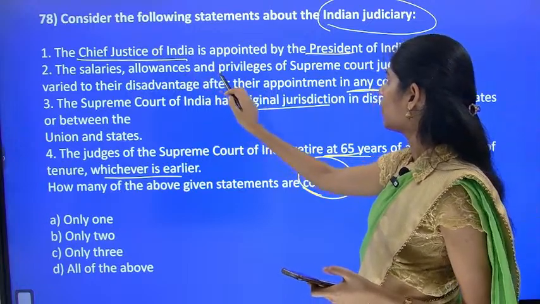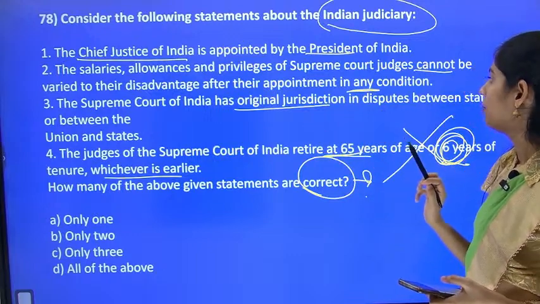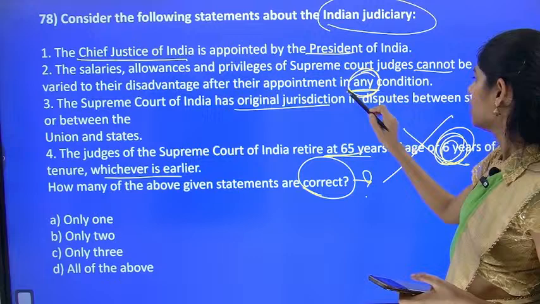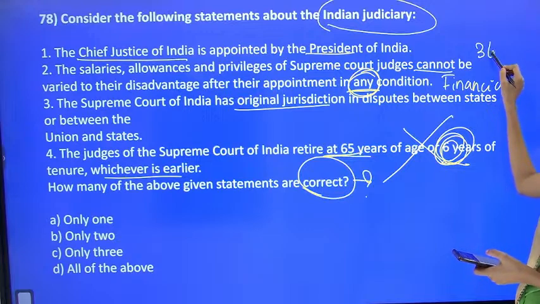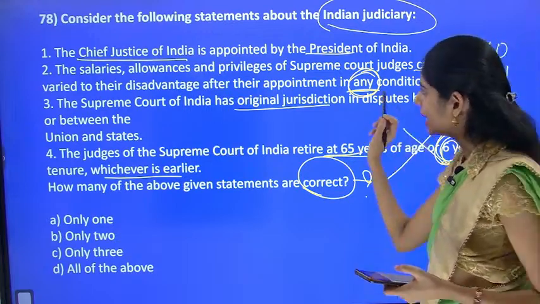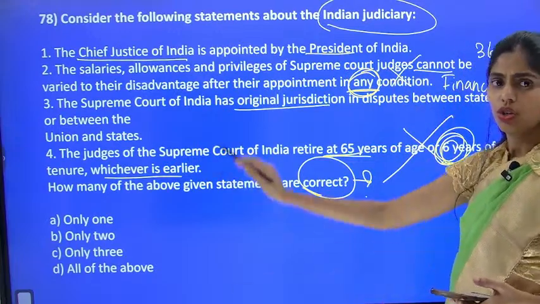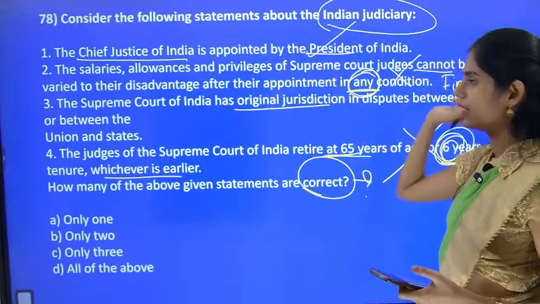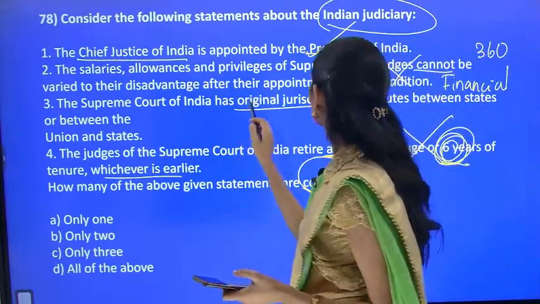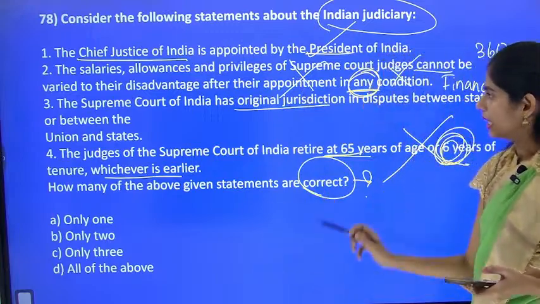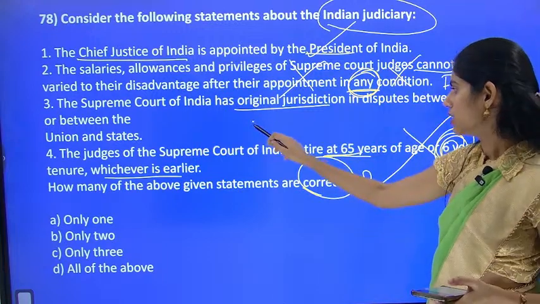So the salaries, allowances and privileges of Supreme Court judges cannot be varied to their disadvantage after appointment in any condition. Any is extreme here, because we have financial emergency. Under Article 360, yes, there is a provision that we can decrease the salaries and allowances. So we can eliminate this. You know that Chief Justice of India is appointed by President of India, so the first statement is correct. The second statement, as I said, is incorrect. And the third one is, Supreme Court has original jurisdiction regarding disputes between the states. This statement is also correct.